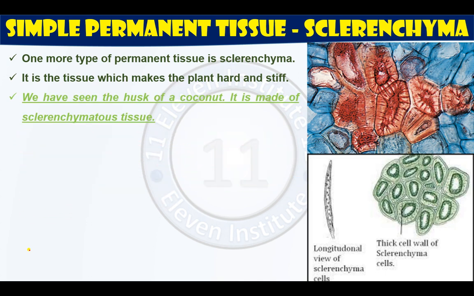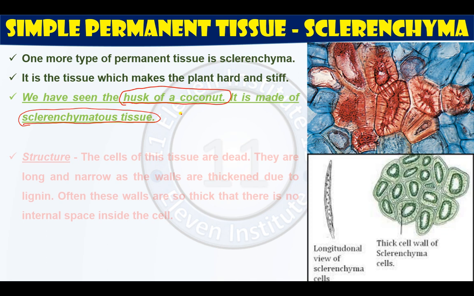We have seen the husk of a coconut, right? The husk of a coconut, have you seen it, the hair-like structure on top of the coconut, the husk, which is the hard outer part? It is made up of sclerenchymatous tissue. That is why its outer part is tough, right? Why is it tough, strong or hard? Because the husk of coconut is made up of sclerenchymatous tissue. This is an important thing to remember for one mark answer.